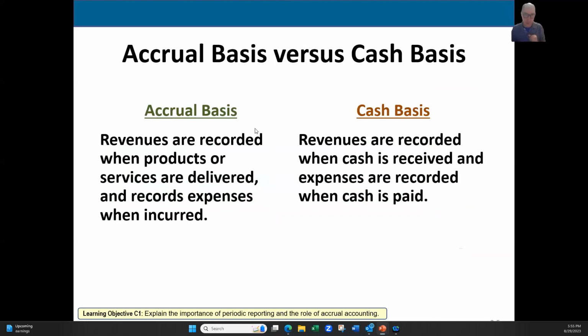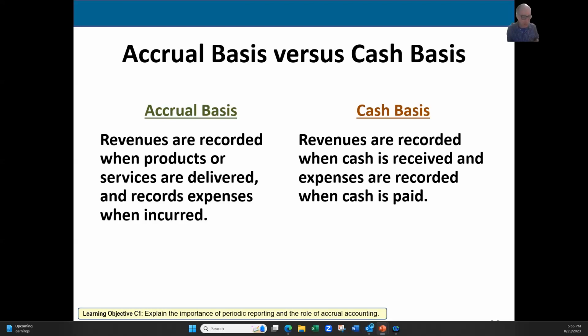In accounting, there are 2 methods that we use. Really, we use one or the other, and it depends on the kind of business that you're in. There's accrual-based accounting and cash-based accounting. Accrual-based accounting is utilized when products and services are delivered. We record the expense when they happen or when they are incurred. Okay?